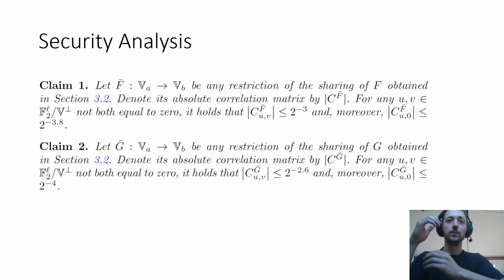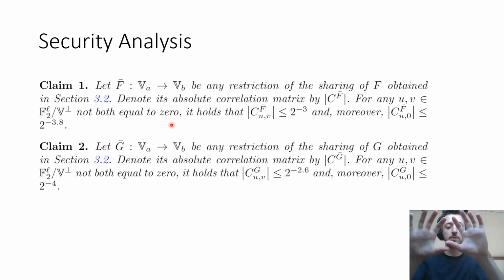First, I need to tell you the linear properties of our sharing that we created. We require that our shared S-box also behaves as if it were an S-box, and that means that the correlation matrix of those shared S-boxes does not have a large value in it. And this is specifically what is said in claims 1 and 2.